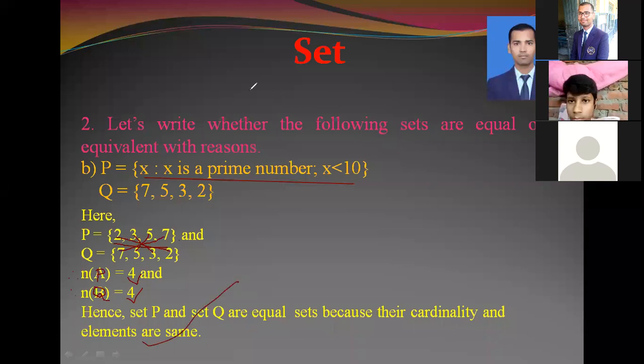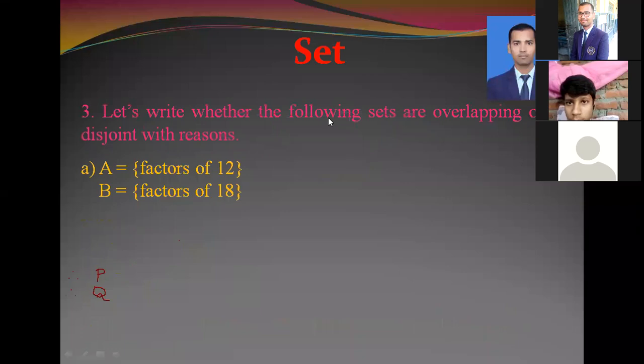In this way we can write our answer as required: either the given sets are equal or equivalent. I hope you are understanding about these sets. In the same way, we have the other question here. Question number 3: let's write whether the following sets are overlapping or disjoint, with reasons.